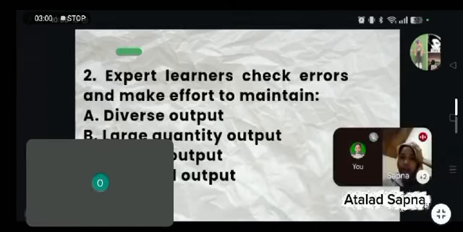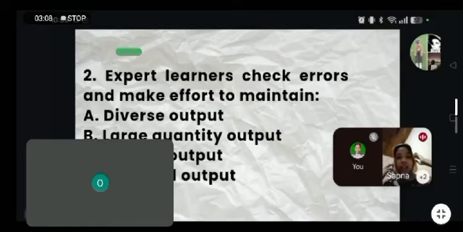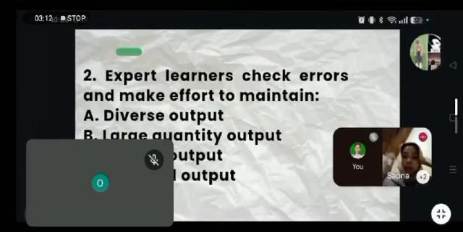Question number 2. Expert learners check errors and make effort to maintain A. Diverse output. B. Large quantity output. C. Quality output. D. Required output. So, what do you think is the correct answer? Yes, letter C. Quality output. Why is it letter C?